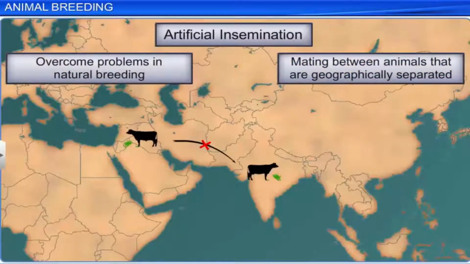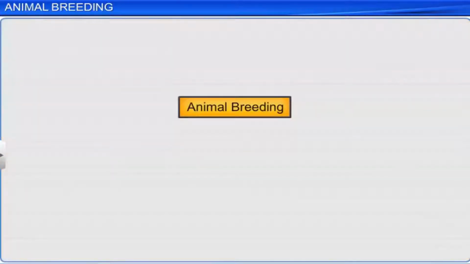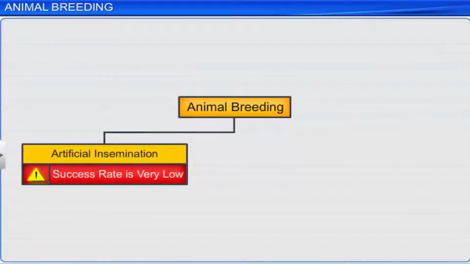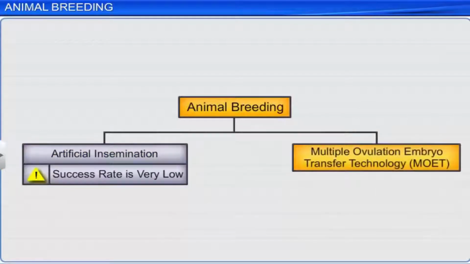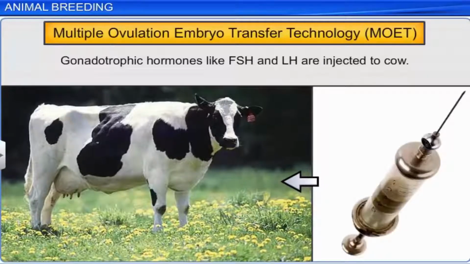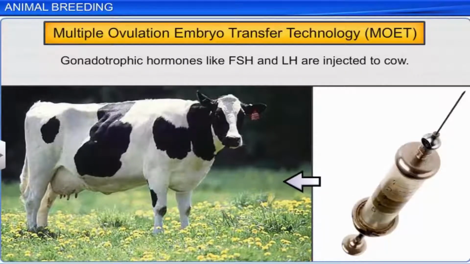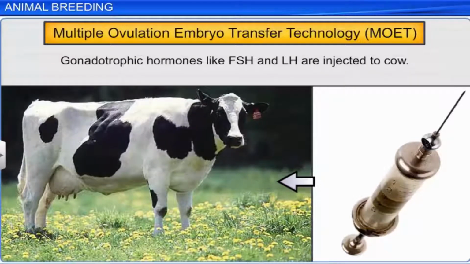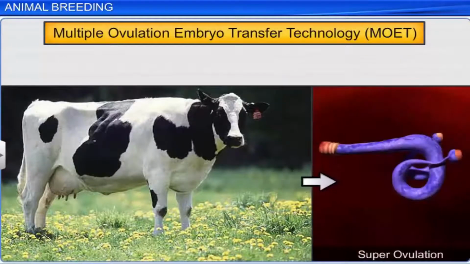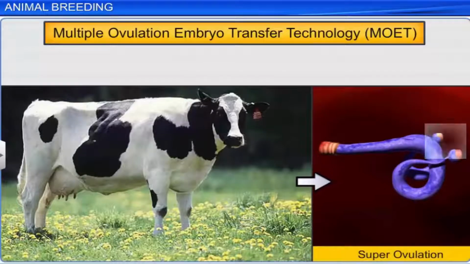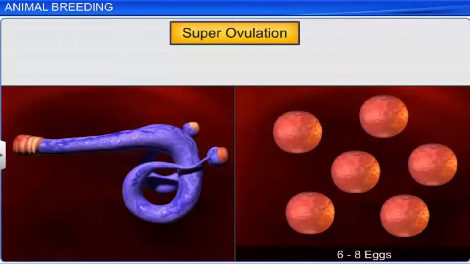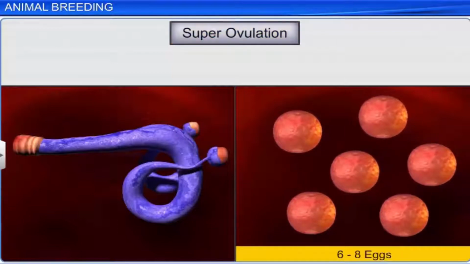However, the success of animal breeding using artificial insemination is low, and so new techniques like multiple ovulation embryo transfer technology or MOET were developed. MOET involves the administration of gonadotrophic hormones like FSH and LH to female animals, which induce maturation of follicles resulting in superovulation. Superovulation is the production of 6 to 8 eggs instead of 1 egg.